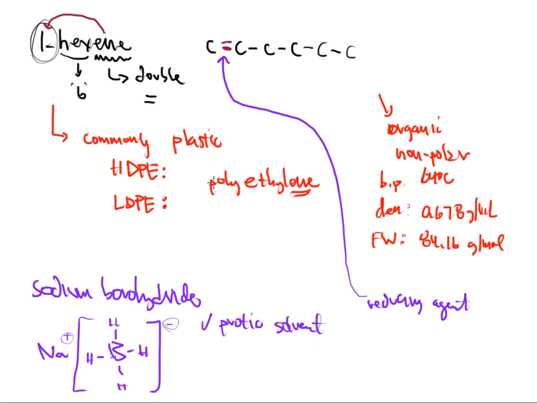So all of these terms get intermingled in the courses, and I don't want you to get confused. So that's why I'm telling you, think of it this way. A reducing agent reduces the number of bonds between the carbons. In this case, this works out.